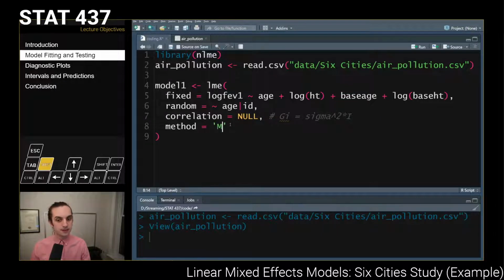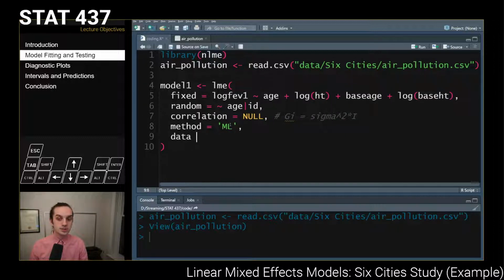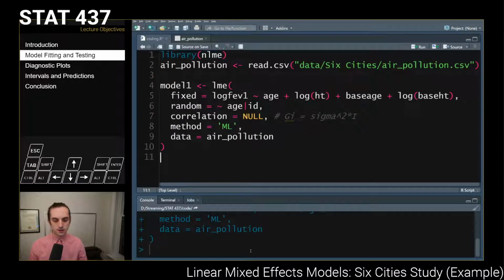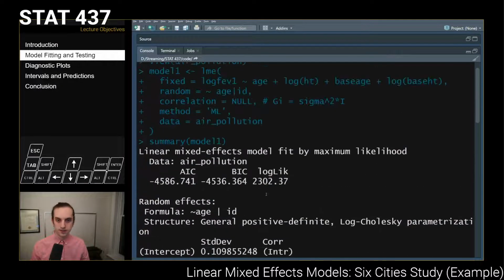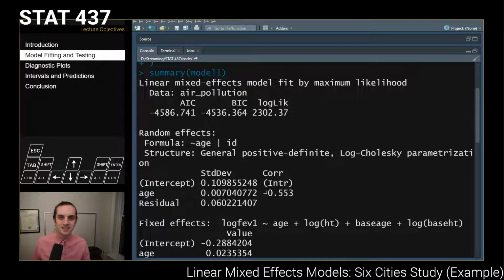We'll specify the method, which is either ML or restricted maximum likelihood, right? So we'll leave that as ML, and then we just need to specify our data. So that'll be our air pollution. We can fit the model, and if we take a look at the summary of model 1, well, the summary is going to look quite familiar because, sort of all of these regression type methods output a similar model summary.